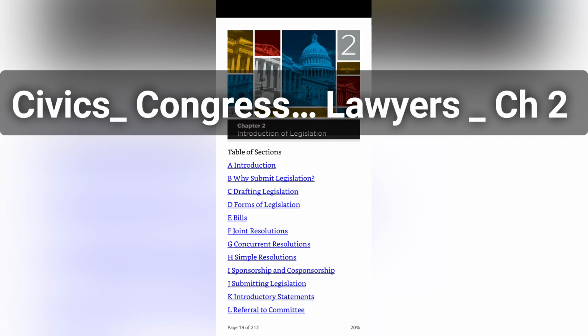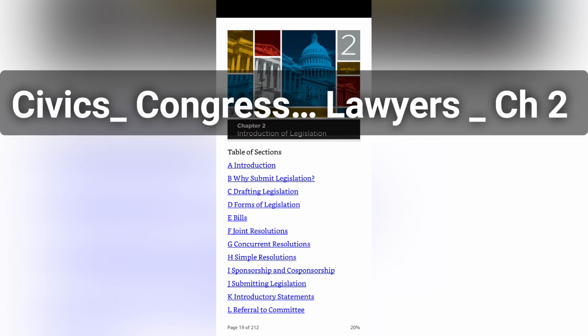Article 1, Section 7 of the Constitution also provides two additional ways for a bill to become law without the President's signature. If the President does not act to sign or veto a bill within 10 days, calendar days not counting Sundays, it becomes law without the President's signature unless the Congress has adjourned during that period. Referred to as the pocket veto, the second way for a bill to become law without the President's signature is if each House votes with a two-thirds majority to override the President's veto.